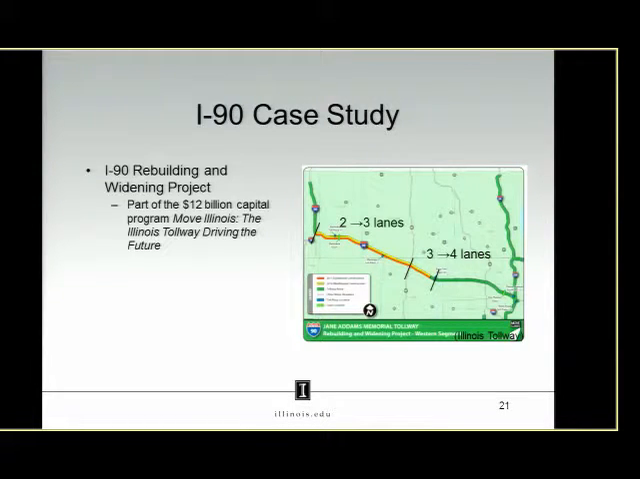In between these two spots, right now there are only 2 lanes. They're expanding this to 3 lanes in each direction. And between here and here, I think O'Hare is somewhere around here, they're expanding it to 4 lanes. Since they're expanding this roadway, they have to completely tear up and do reconstruction.